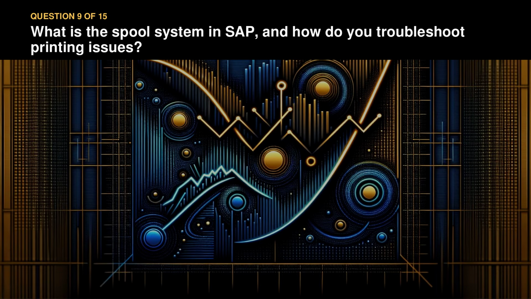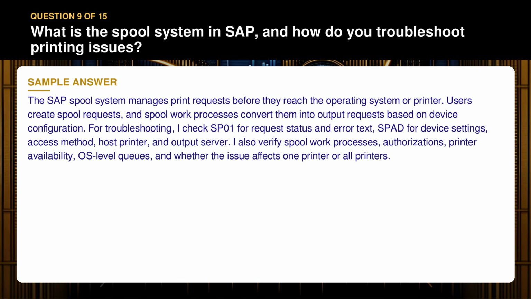Question 9. What is the spool system in SAP, and how do you troubleshoot printing issues? The SAP spool system manages print requests before they reach the operating system or printer. Users create spool requests, and spool work processes convert them into output requests based on device configuration.